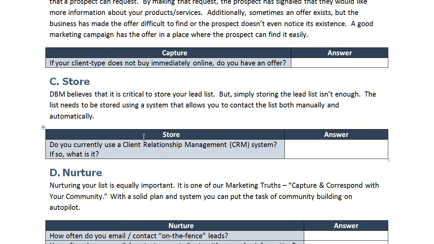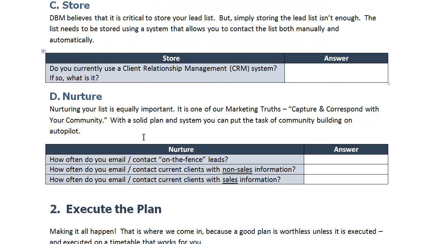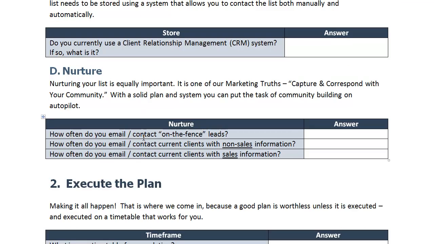And then the storing of the leads. What kind of CRM system do you have? Where are we putting the leads? That sort of thing. You have to keep that in mind. And then finally, nurturing the leads. What's your sales funnel, if you will? What are your sales steps? Do you have a system in place to contact on-the-fence leads? Do you have a system in place to nurture your community by providing non-sales information to your current clients, to have them think, oh, they're not always trying to sell me, and then potentially provide sales information to your current clients? Okay, nurture your list.